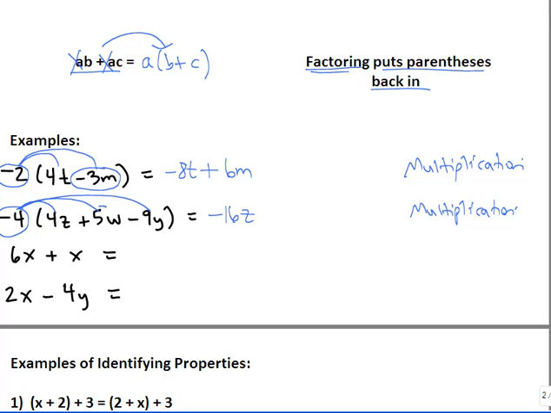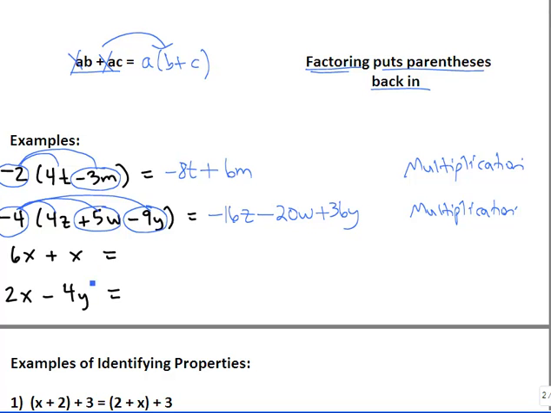Negative 4 times a positive 5w, there's only one negative there, so the answer is going to stay negative, and 4 times 5 is 20, so this would be negative 20w. And then on the last term, we're taking negative 4 times negative 9y, 2 negatives multiplied to a positive, and 4 times 9 is 36y. So our final answer, negative 16z minus 20w plus 36y.